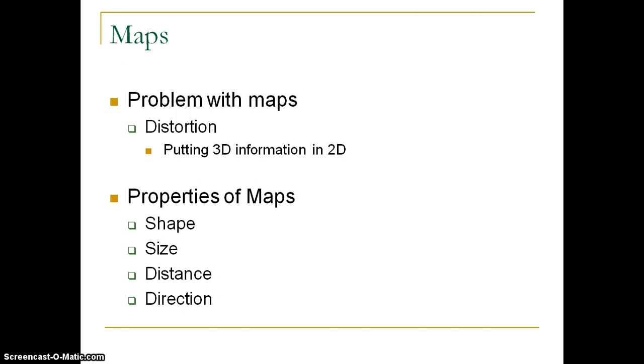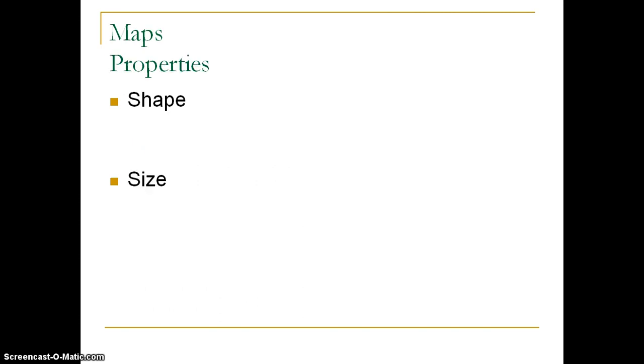So the things that are going to be distorted are what are called the properties of maps. When we talk about the properties of maps, there are going to be four main properties of maps. We have what's called shape, size, distance, and direction. Each of these are fairly self-explanatory, at least I think they are. When we talk about shapes on maps, we're basically talking about the geometric shapes on the maps. Mostly these are going to be referring to the land masses that are on the maps.